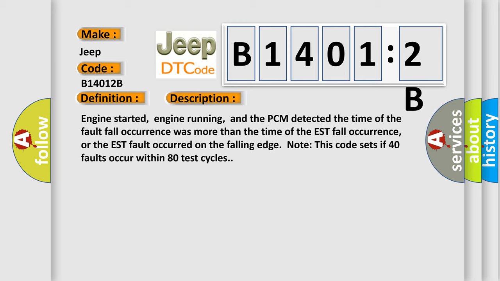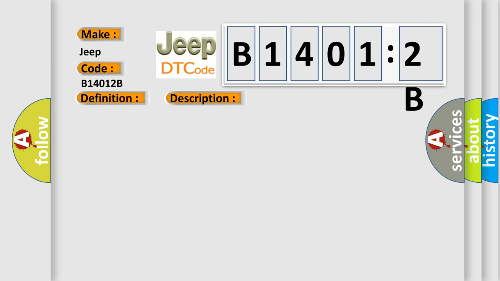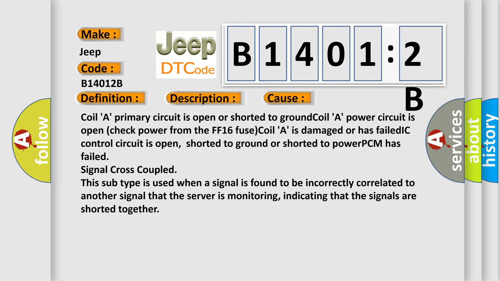This diagnostic error occurs most often in these cases: coil primary circuit is open or shorted to ground, coil power circuit is open, check power from the FF16 fuse, coil A is damaged or has failed, IC control circuit is open, shorted to ground or shorted to power, PCM has failed, signal cross coupled. This subtype is used when a signal is found to be incorrectly correlated to another signal that the server is monitoring, indicating that the signals are shorted together.